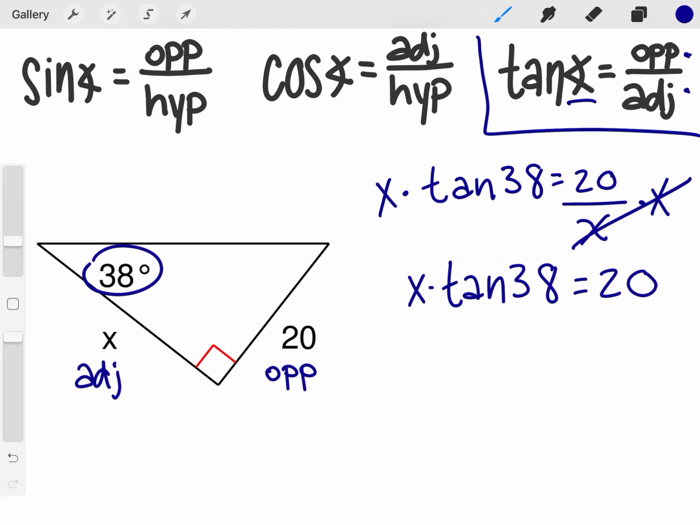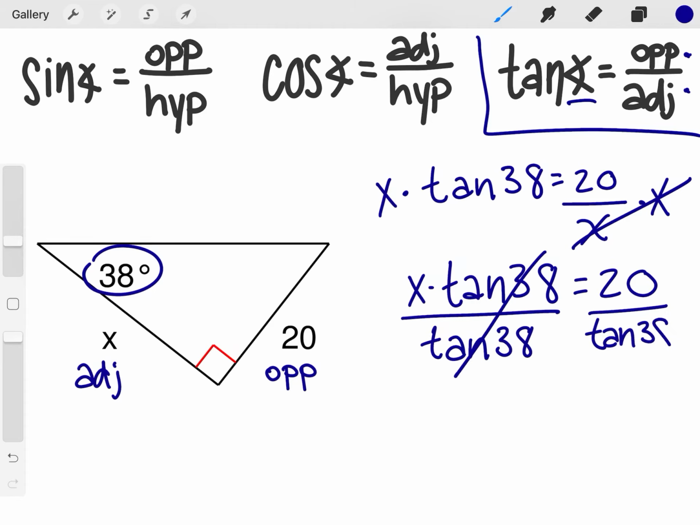So super close to being done, but what I need to now do is get x all by itself. Right now, x is being multiplied by the tangent of 38, and I need to undo that, so x is all by itself. The opposite operation of multiplication is division, so I'm going to divide this side by the tangent of 38 to get x all by itself, and divide this side by the tangent of 38, because whatever you do to one side, you have to do to the other. So now I know that x equals 20 divided by the tangent of 38.